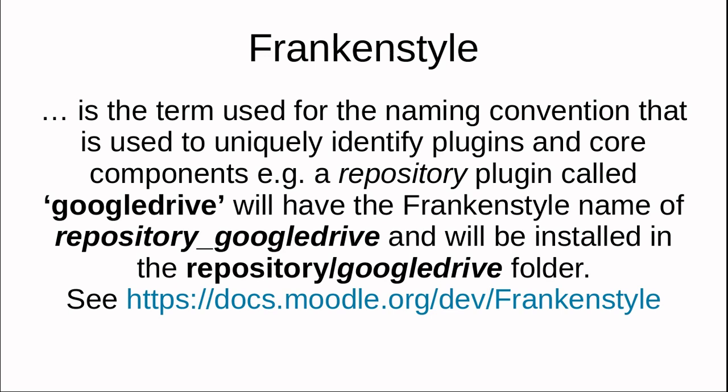So the format of it is kind of simple. For example, a repository plugin called Google Drive will have the Frankenstein name of repository_googledrive, and will be installed in the repository googledrive folder. And there's a link there to look at Frankenstein in more detail, but we will be using this throughout the course, and you'll soon get quite used to it. So it's basically type of plugin plus the name of your plugin separated by an underscore.